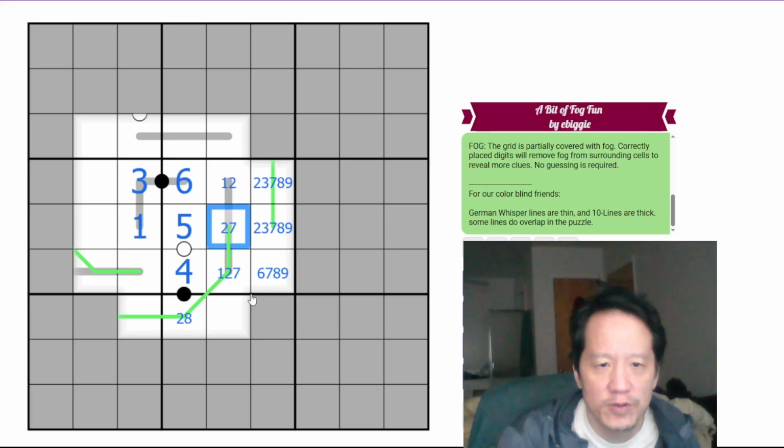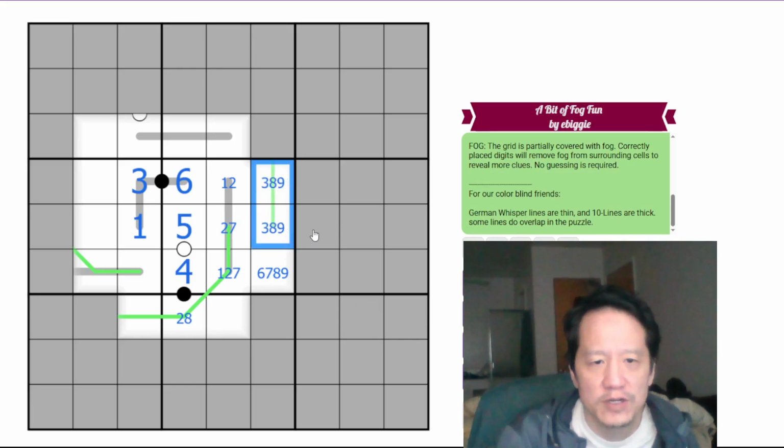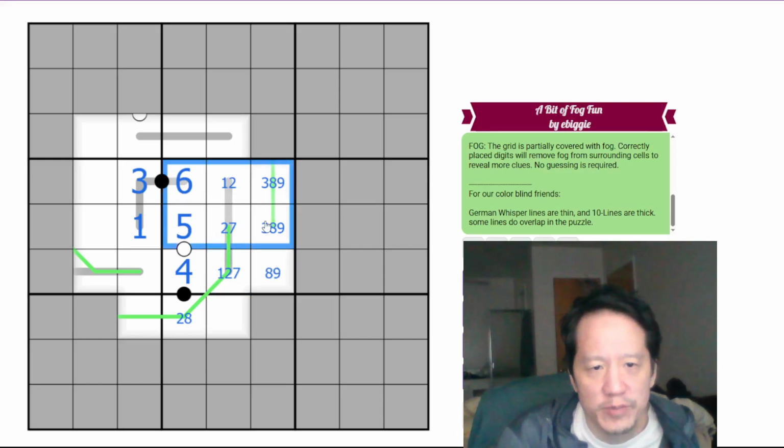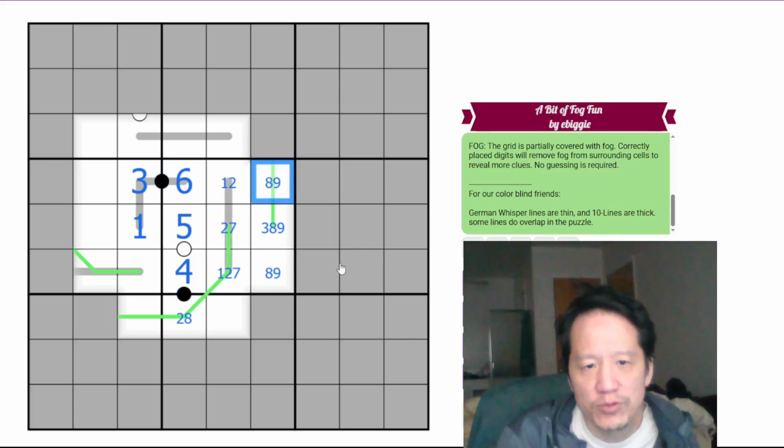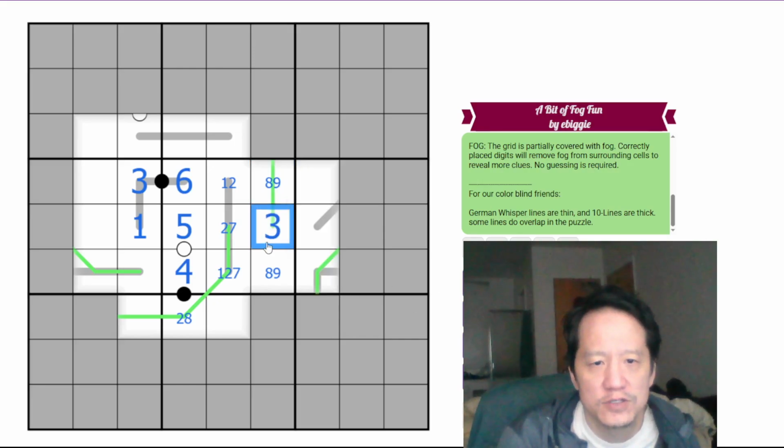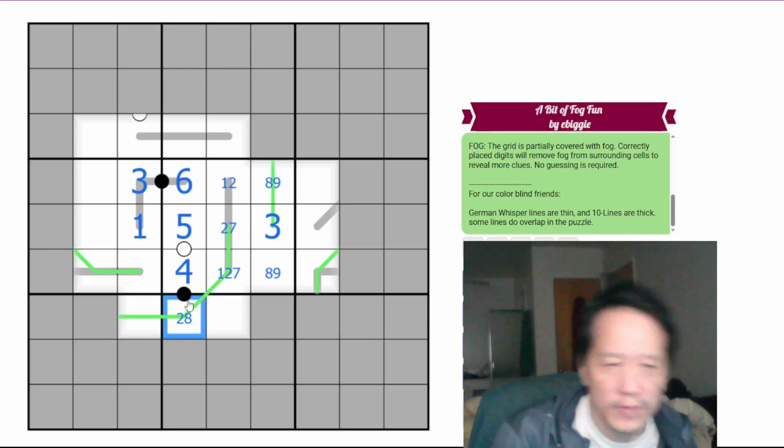So this can never be 1 here. This can't be 2 or 7 because of this can't be 6 either, or 7, because of the 1, 2, 7 triplet in the box. And this can't be 3. So where is the 3 on this German whisper line? It has to be here. So this is 3. It's next to an 8 or a 9. This could still be 2 or 8 here.